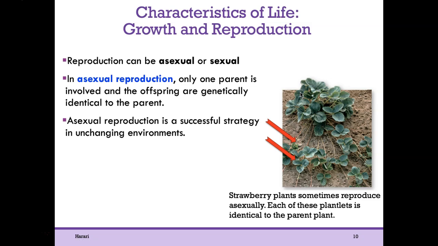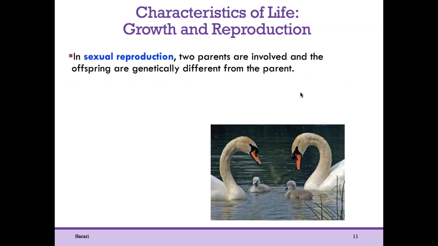So asexual reproduction is a great strategy in unchanging environments. When you're pretty certain that things are going to stay the same, why waste the energy of sexual reproduction when you can just make more of the same thing? In sexual reproduction, two parents are involved, and the offspring are genetically different from either parent.